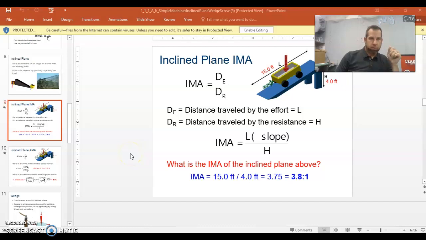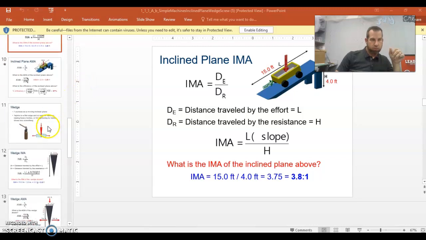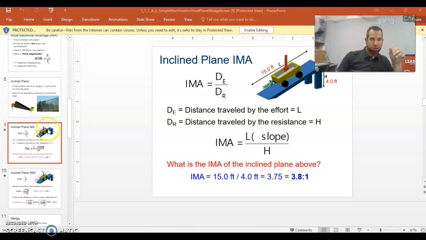Afternoon, guys. I just wanted to go over these notes a little bit quick here over inclined plane and wedges. There's not a whole lot that I have to add on to what's already here.